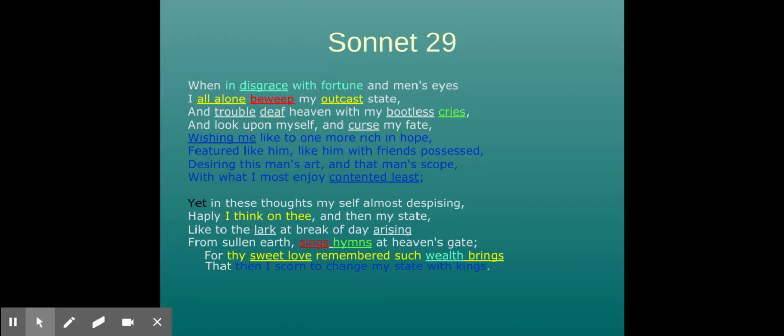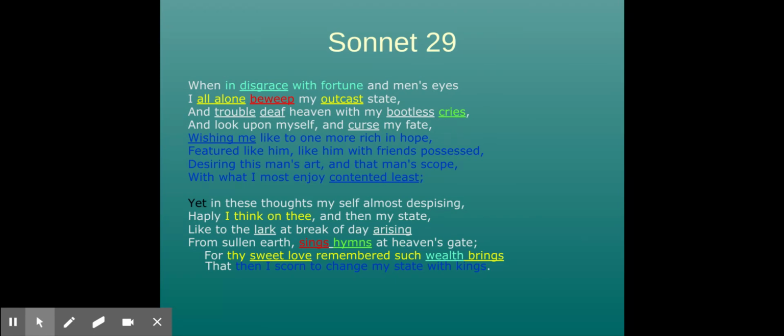Sonnet 29. "When in disgrace with fortune and men's eyes, I all alone beweep my outcast state, and trouble deaf heaven with my bootless cries, and look upon myself and curse my fate, wishing me like to one more rich in hope, featured like him, like him with friends possessed, desiring this man's art and that man's scope, with what I most enjoy contented least."